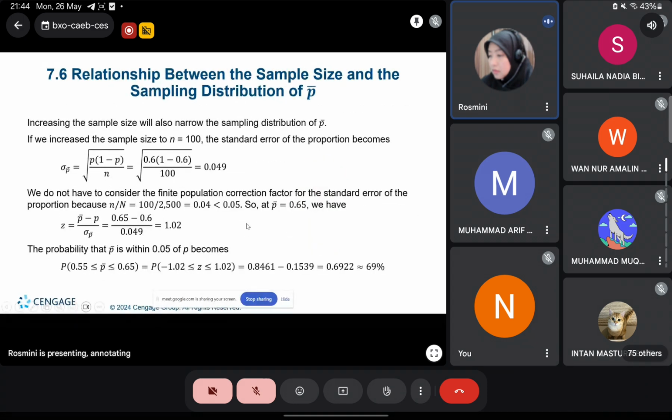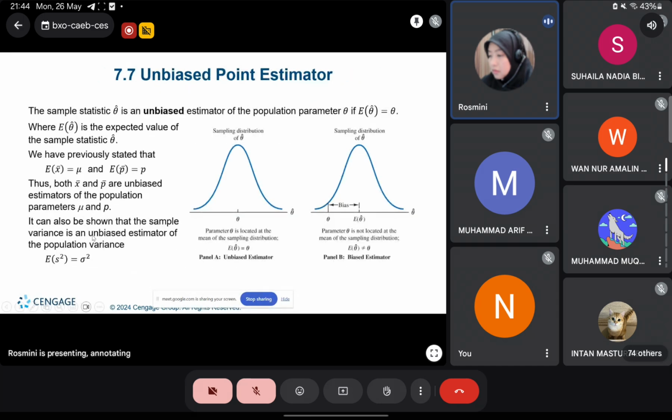Okay, so it's the same thing. You have all this here, trying to find the P bar. You have the Z score here, so we are still looking at the Z score, so we will use the Z table. No problem. And then there are a few things here that you need to understand.